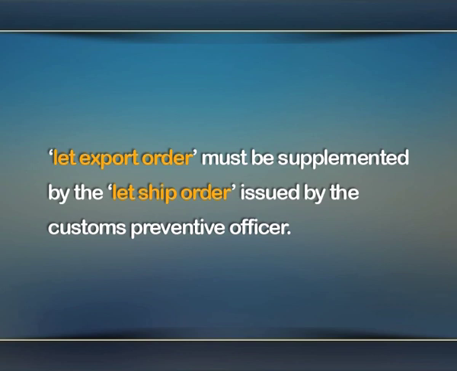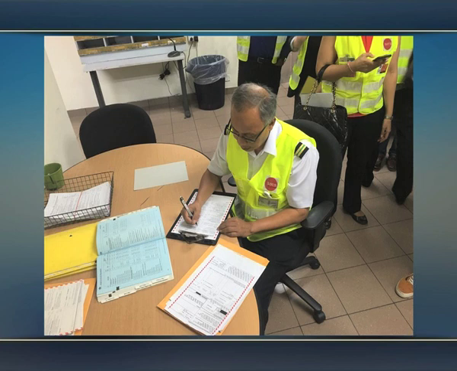Obtaining let ship order from the customs preventive officer. Let export order must be supplemented by the let ship order issued by the customs preventive officer. The C&F agent submits the duplicate copy of shipping bill duly endorsed by the customs examiner to the customs preventive officer, who endorses it with the let ship order.